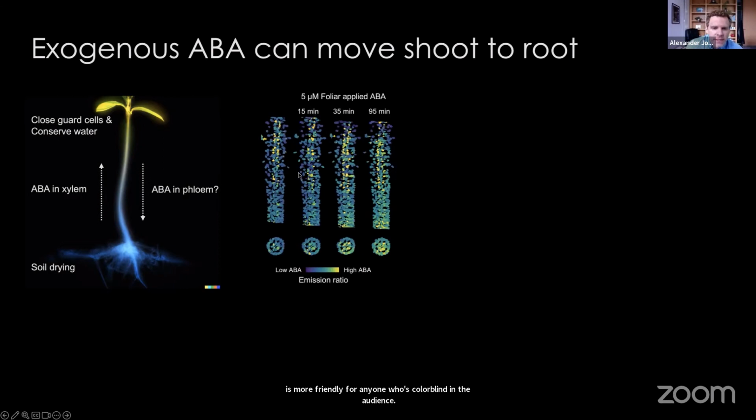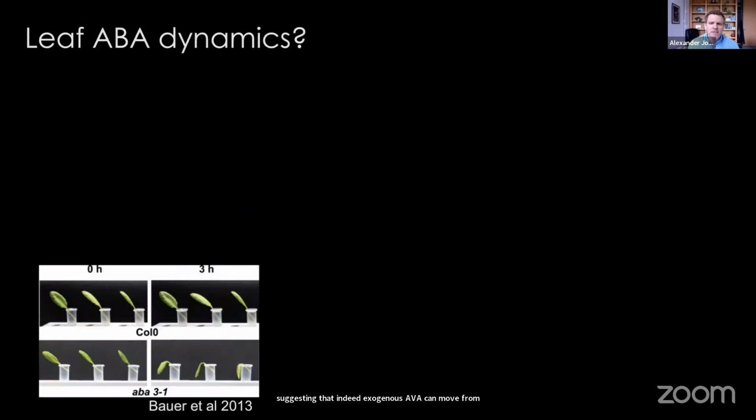So you can see ABA accumulating in certain cells over time, over an hour or two. You can see higher ratios, higher levels of ABA in the roots when the ABA was applied to the leaves, suggesting that indeed exogenous ABA can move from shoot to root. But what would this mean for endogenous ABA? Is the plant using this potential movement of ABA from shoot to root in any meaningful way? And we didn't know the answer to that, but we did have a hint.